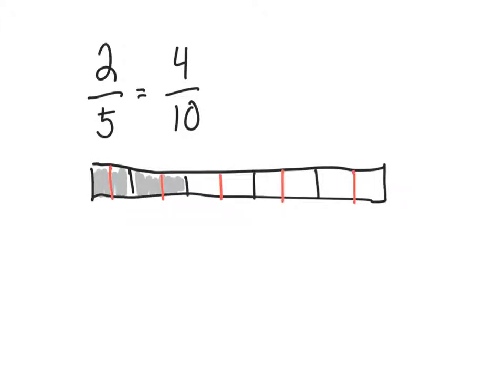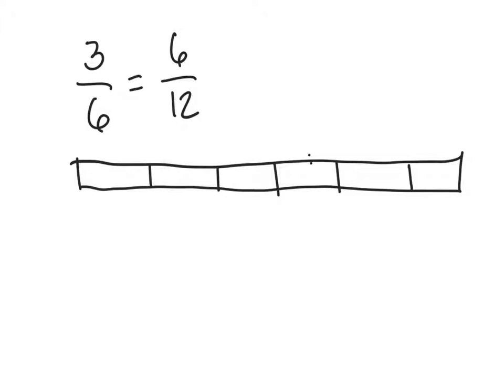And now this is equaling 4/10 because if we look over here, we've got 1/10, 2/10, 3/10, 4/10, 5/10, 6/10, 7/10, 8/10, 9/10, 10/10. So this is cut up into 10 pieces. And if you look over here, 1, 2, 3, 4. 4 is in the numerator. So 2/5 and 4/10 are what we call equivalent fractions. In our next one, we have 3/6 is equal to 6/12. Those are equivalent fractions, but we have to prove it by making a tape diagram.